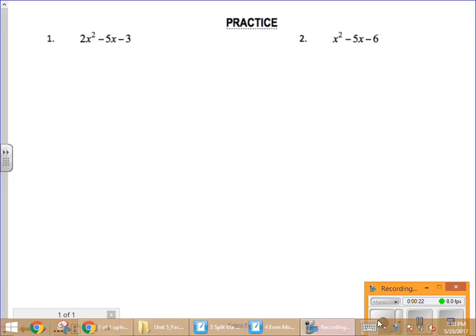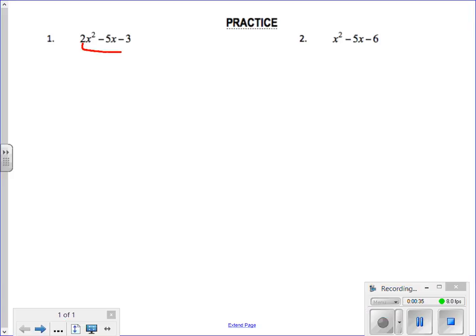All right, with number 1, we have to factor 2x squared minus 5x minus 3. To factor a trinomial, we use the method called split the middle. In order to do split the middle, I take the first term times the last term. 2 times negative 3. That gives me negative 6. I need to find two numbers that multiply to negative 6 and add to negative 5.